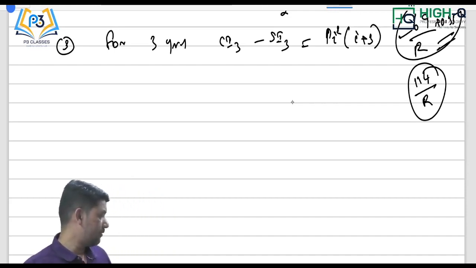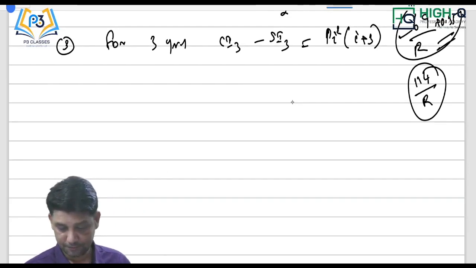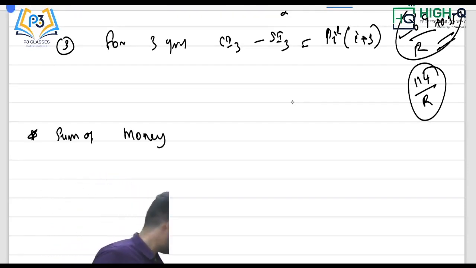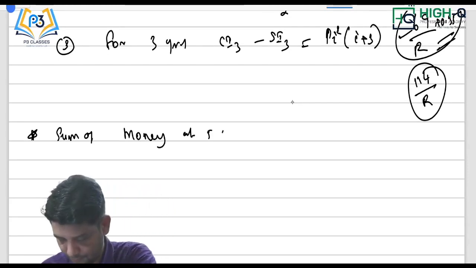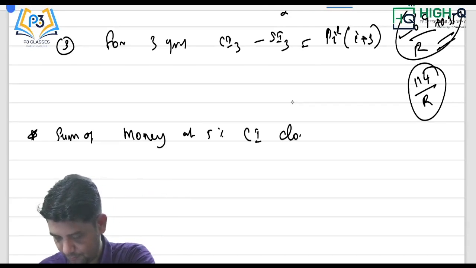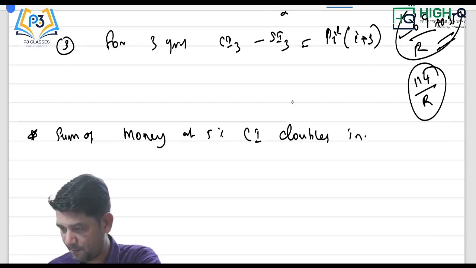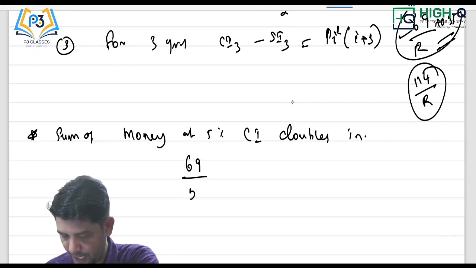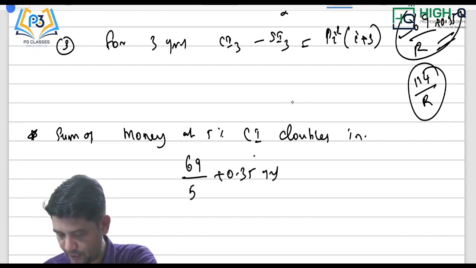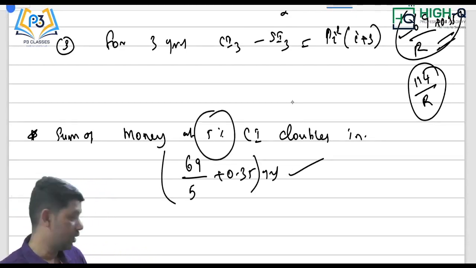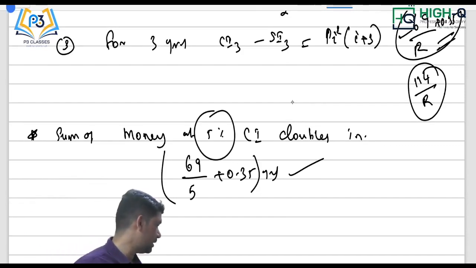A sum of money at 5% per annum compound interest doubles in how many years? I simply do it like this, my dear: 69 by R plus 0.35. Simply do this, you will get the answer. 69 by R, where R is 5, plus 0.35. This much only you need to do.